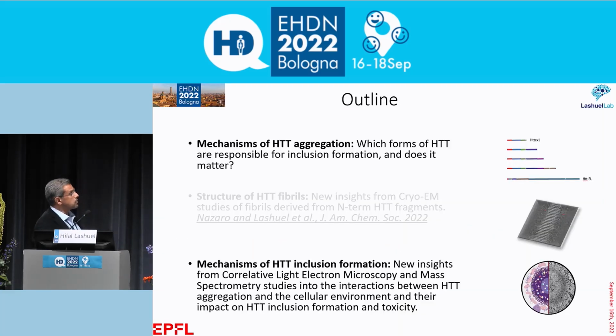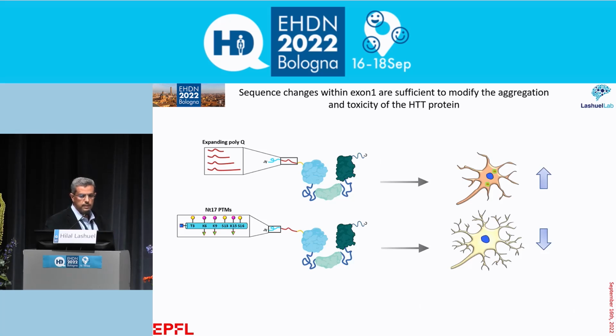Now, these are the two stories I would like to tell you about today. One addressing this question: which form of Huntington is actually responsible for inclusion formation, and does it matter? And the second one is from recent studies in our lab using correlative light electron microscopy and mass spectrometry to try to understand the mechanism of Huntington inclusion formation in neurons and how they contribute to Huntington toxicity.